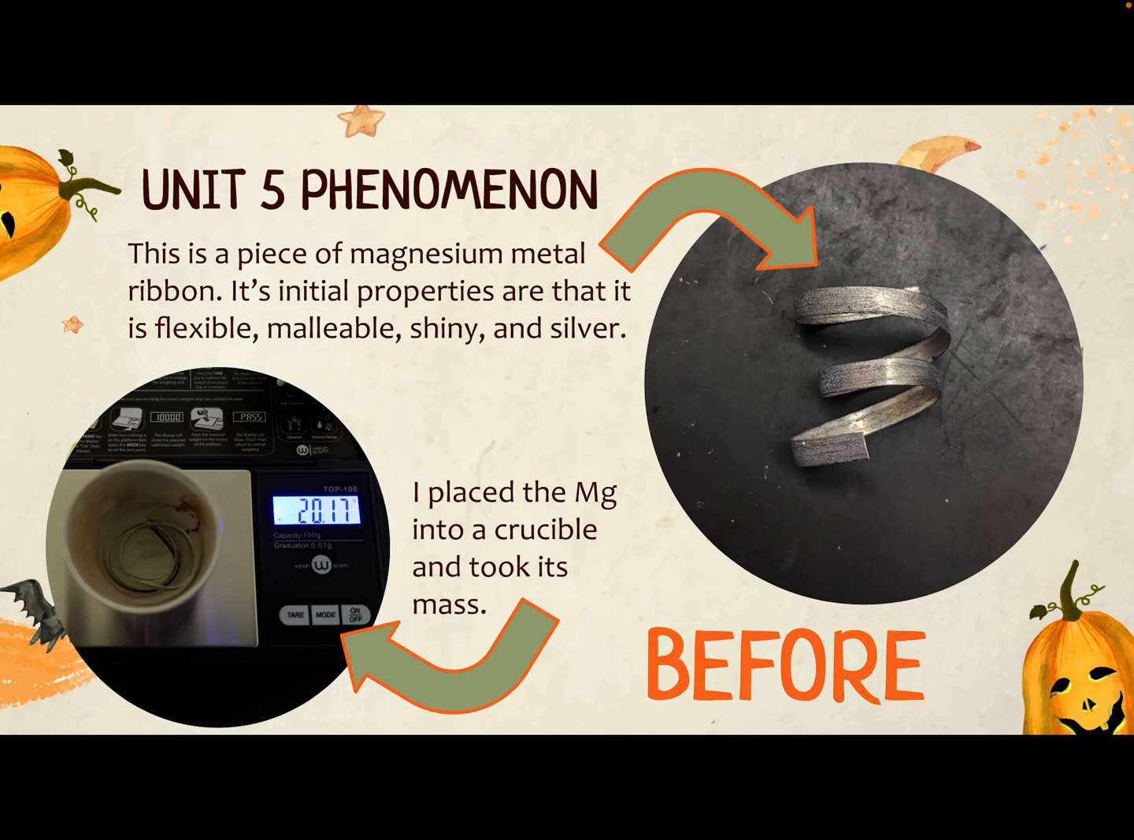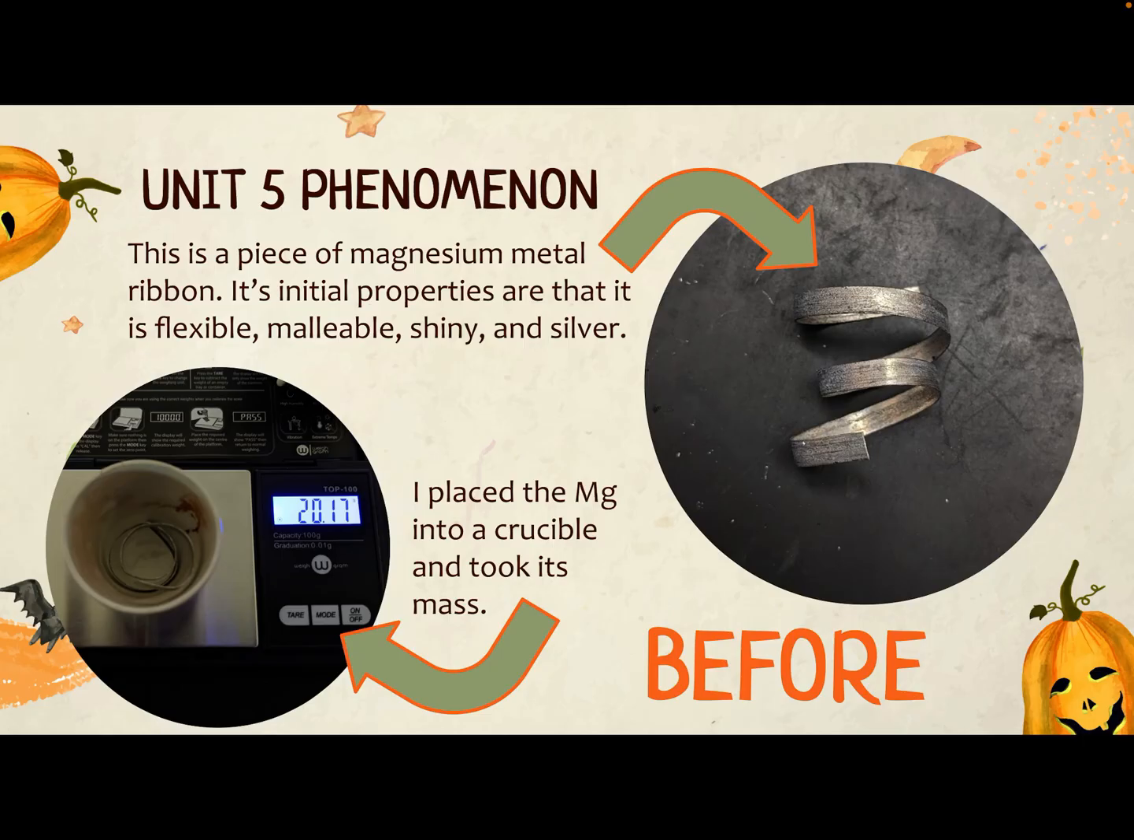Okay. So your Unit 5 phenomenon is based entirely around this little piece of metal here. That is a piece of magnesium ribbon. Magnesium has been pounded down into this ribbon format here, and as you can see, I curly-cued it. So it's very flexible, it's malleable, it's shiny, and it's silver. That blackish stuff that you see is not the magnesium. That's just some other material that happens to be on there, and it shouldn't be, because metals can change their properties after they're exposed to air for a little bit of time. So just the shiny silver part of it, that's the magnesium part.